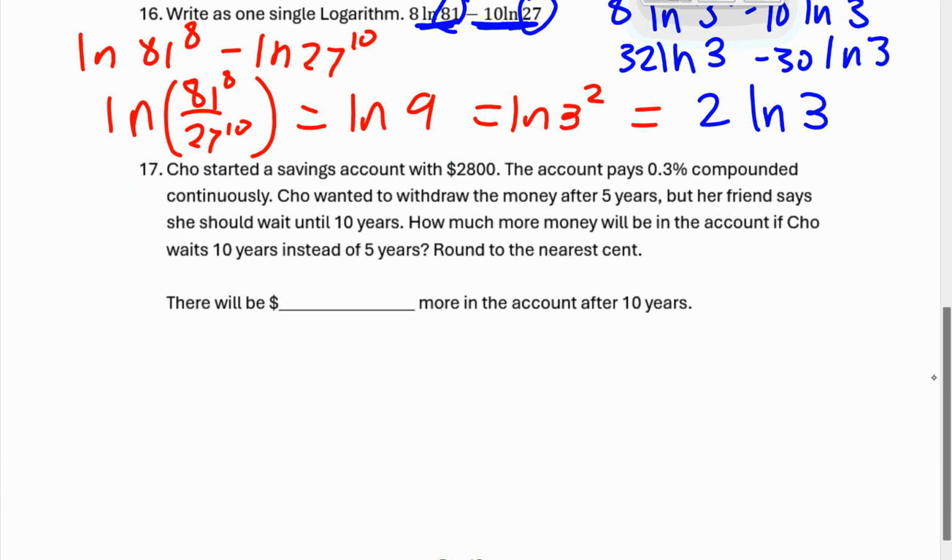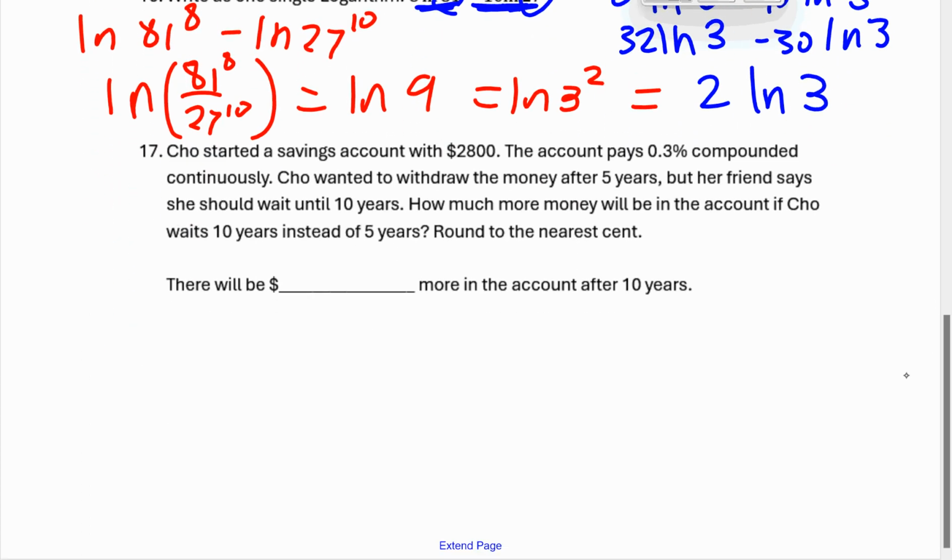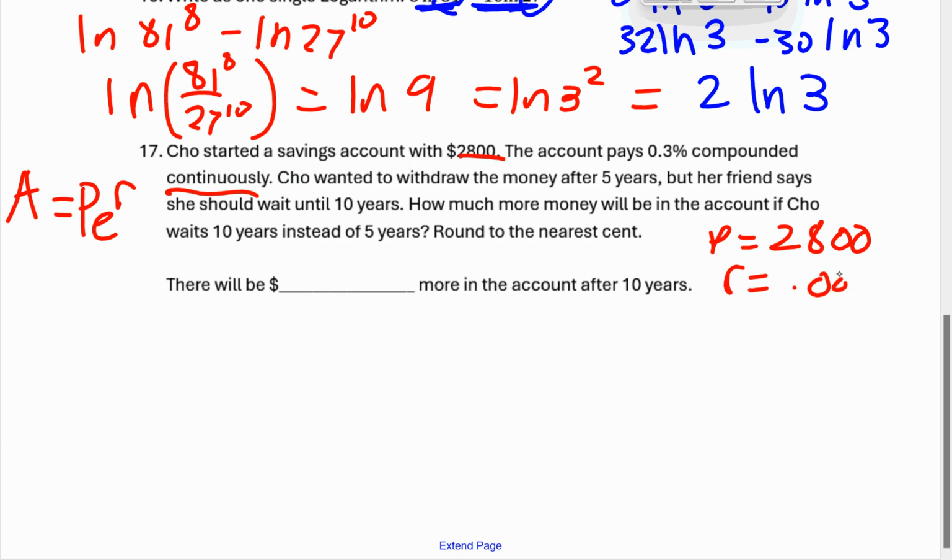All right, onward. So now we have Cho who's saving. So we're going to use Pert because it's continuous interest. So P is your principal, initial amount, which is 2800. And then e raised to r, which is our rate, which is 0.3%. So I need to turn that to a decimal, so that's 0.003. And then t is time in years, and our years are 5 years.